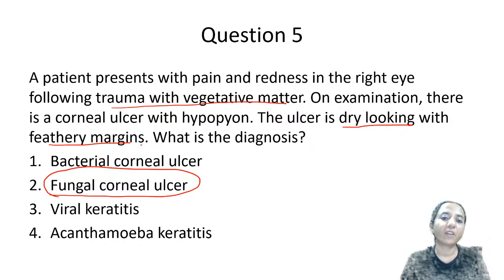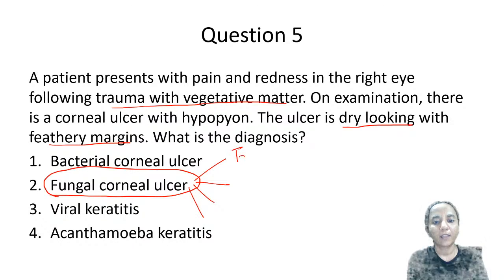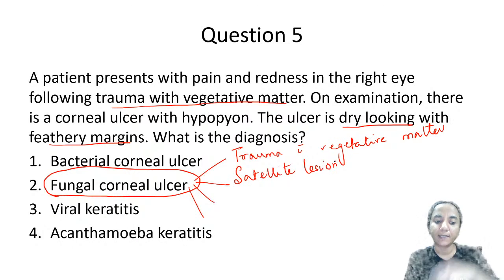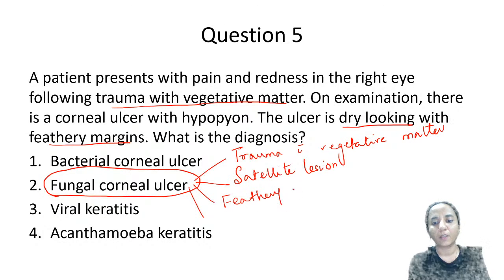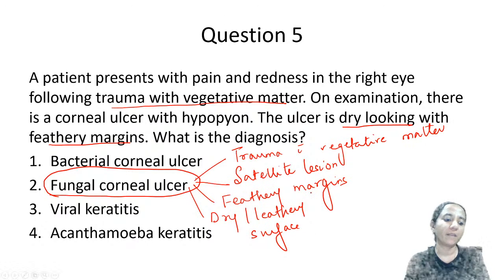Because they have given us all the important points related to a fungal corneal ulcer, the important points that are generally there in a fungal ulcer are, first, what's given in the question, that is trauma with vegetative matter. Second, generally the presence of satellite lesions, that is multiple ulcers: one large ulcer and surrounding it multiple smaller ulcers. Then you have feathery margins, as mentioned in the question. Then you have a dry or leathery surface. These are the things generally mentioned in the question.